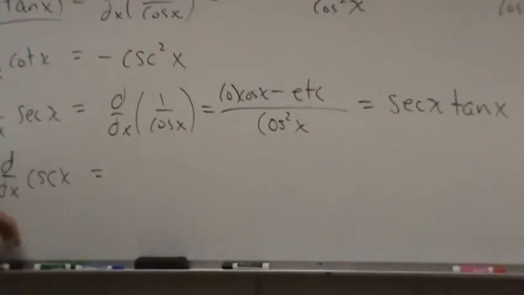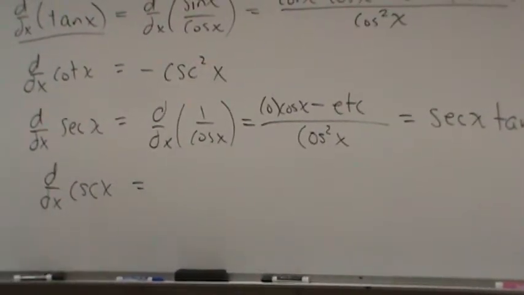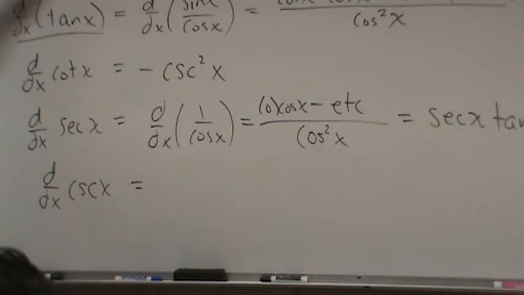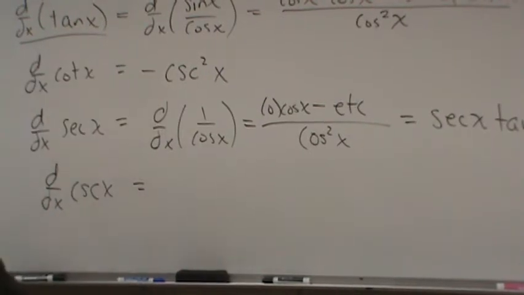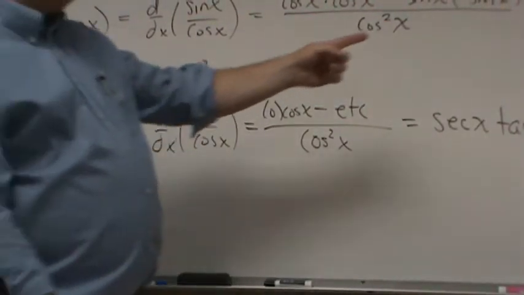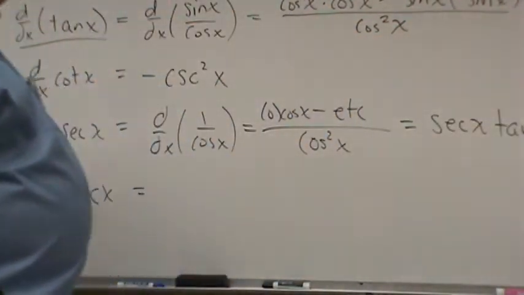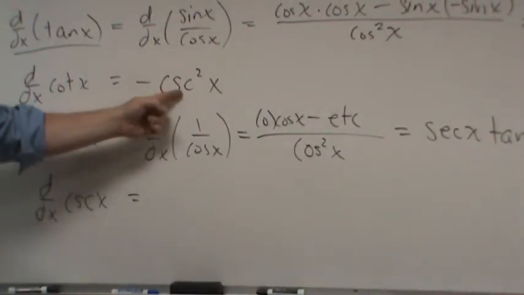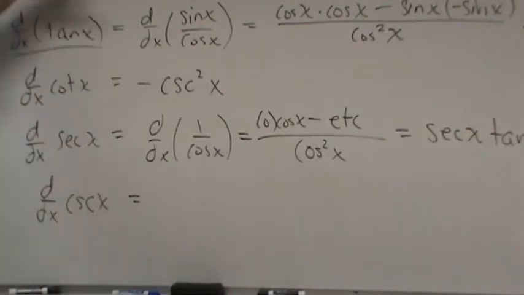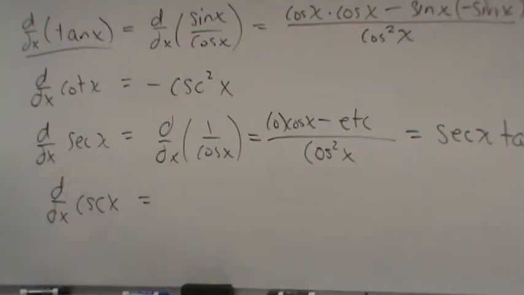I want you to notice a pattern. Do you notice how the derivative of the sine is the cosine? So the derivative of the cosine is the negative sine? And do you see how the derivative of the tangent is the secant squared? And the derivative of the cotangent is the negative cosecant squared? Right? They're co-functions of each other.